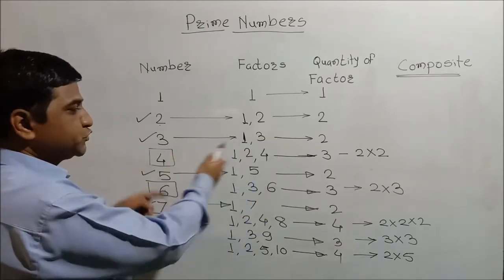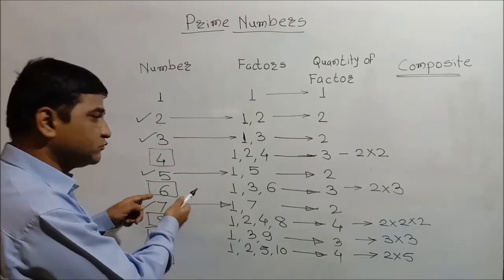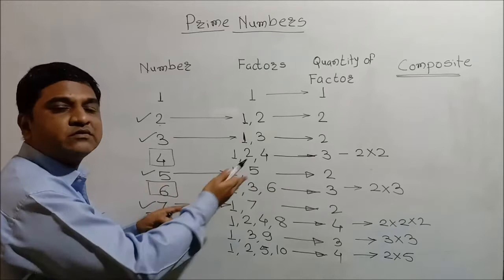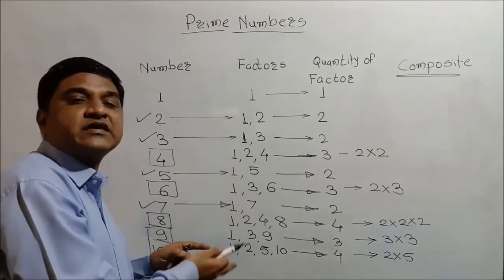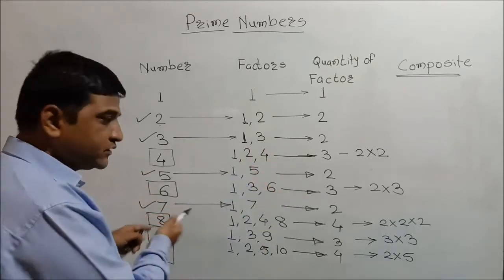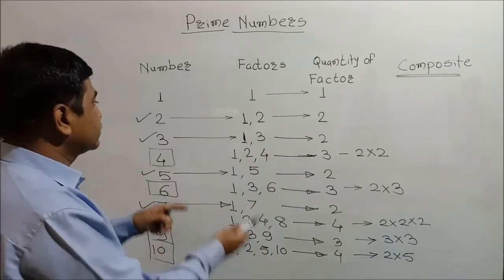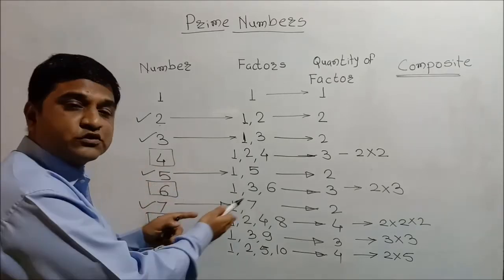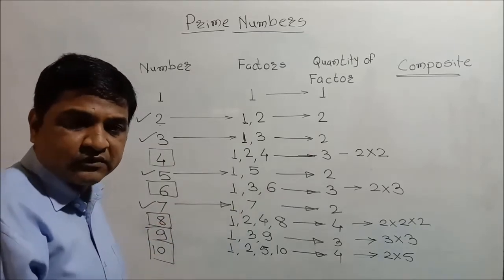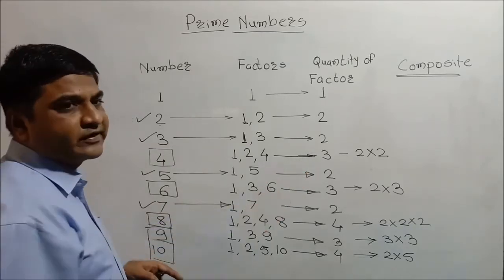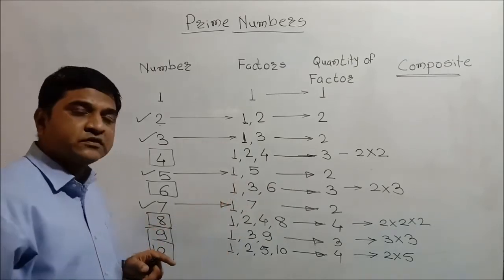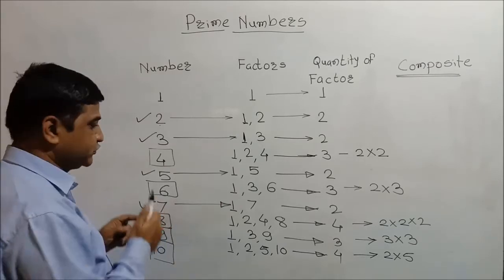So you can see that 4 is shown as 2 multiplied by 2. Both are prime numbers. 6 is shown as 2 multiplied by 3. Well, I can show 6 as 1 multiplied by 6 itself, but 6 is again a composite number. So I have shown it as 2 multiplied by 3. 8 can be shown as 2 multiplied by 4. But 4 is again a composite number over here. But I have simplified it as 2 multiplied by 2 multiplied by 2. And that will become 8, which is a composite number.